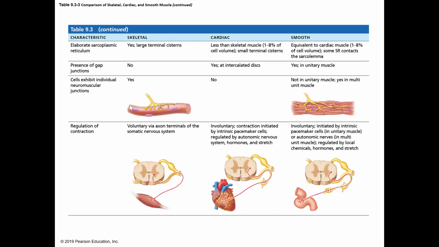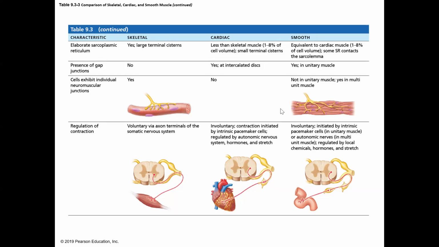What are we looking at here? We're looking at the point of communication. What can communicate to the muscle? So all three muscle types can be communicated with through your nervous system by the release of neurotransmitters. Just remember, the only one that you can voluntarily control that you're aware of is skeletal muscle.